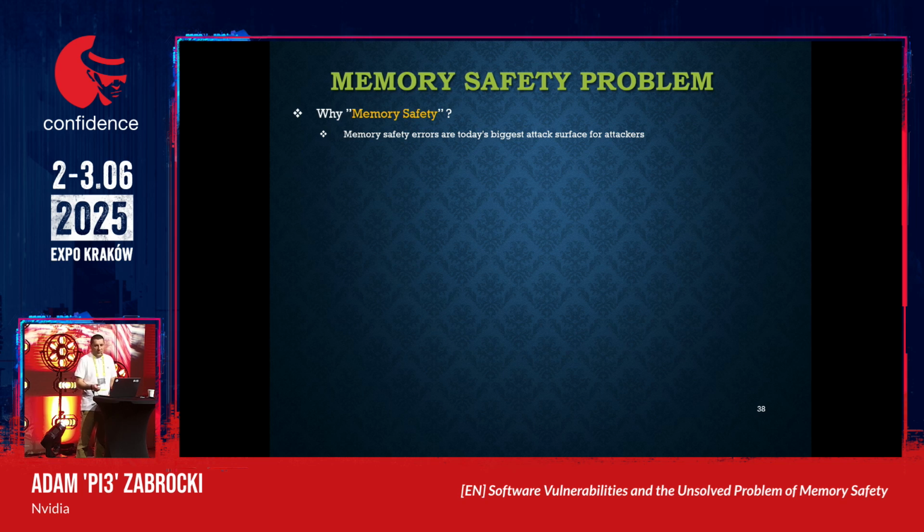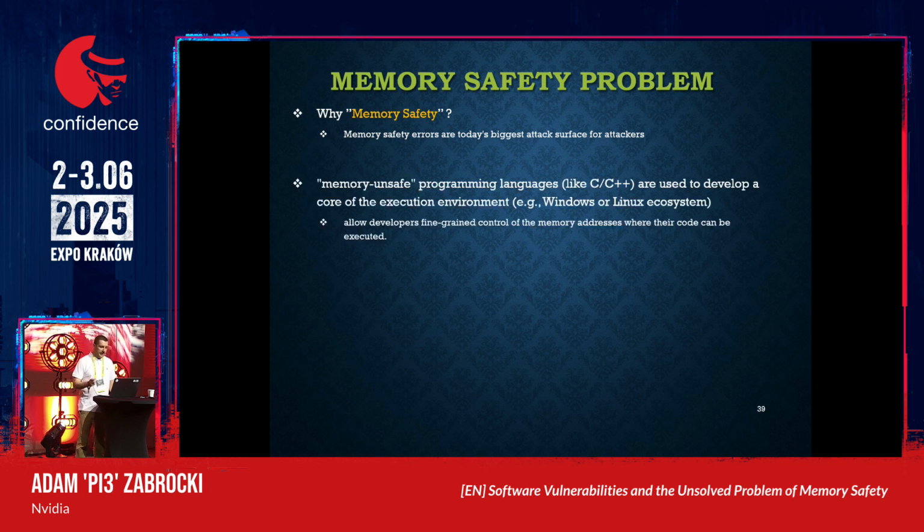So why do we even speak about memory safety? Why do we care about memory safety? Because first of all, memory safety is the biggest attack surface for attackers as of today. And I really mean that. The question is why. At first, memory unsafe programming languages like C or C++ were used to develop the core execution environments. The Windows ecosystem, Macintosh ecosystem, Linux ecosystem have been developed in memory unsafe languages.